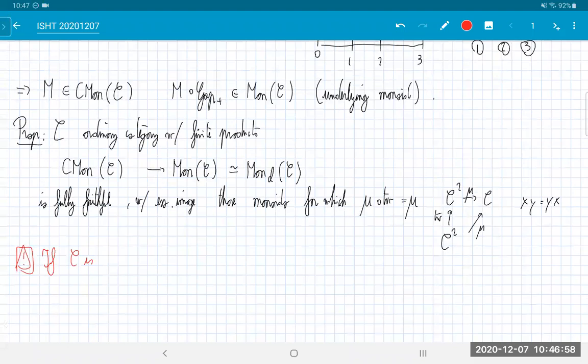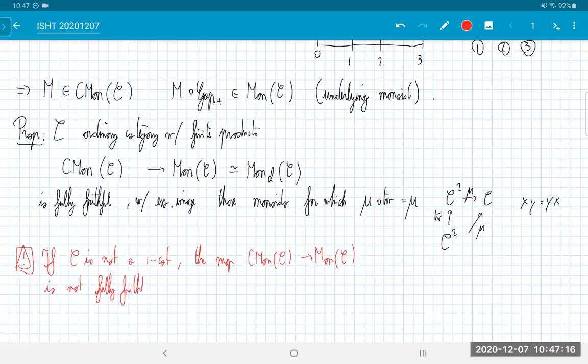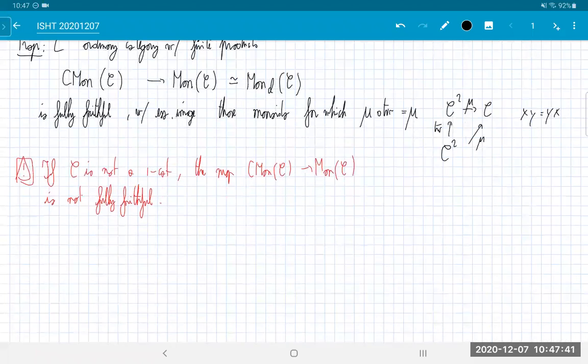And let me actually give you a big red warning. If C is not a one category, the map from CMon(C) into Mon(C) is not fully faithful. That's what happens when you start to include the higher homotopical structures. Being commutative now is a structure you put on your object. So let me give you an example of this phenomenon, which is concrete enough.